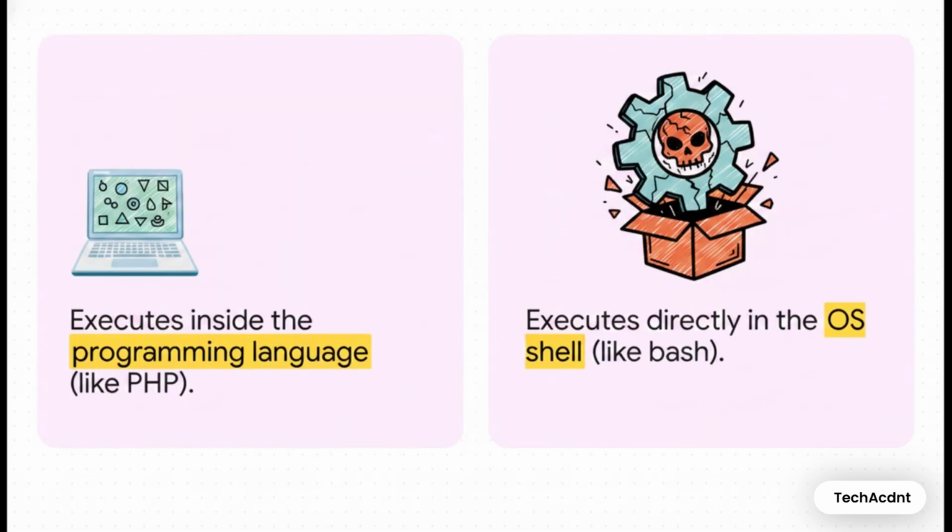Code injection happens when a malicious payload executes inside the programming language itself, like PHP or Python. But OS command injection, which is what we're focused on today, is a totally different beast. It executes directly in the underlying operating system shell, like bash. And that's a huge deal, because command injection often leads to way more severe privilege escalation. You're basically getting direct access to the host machine.